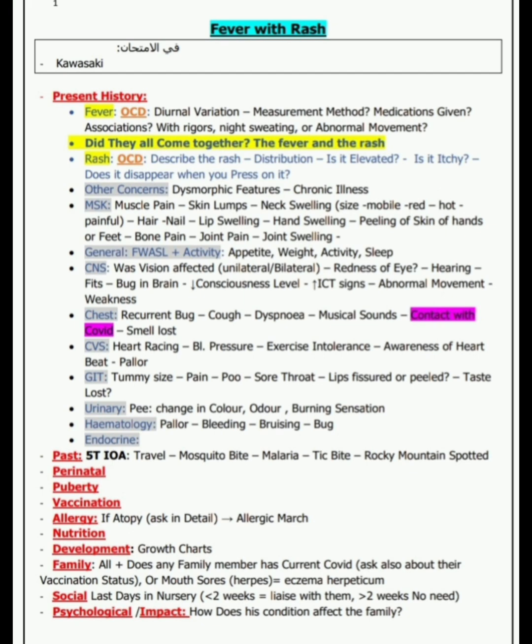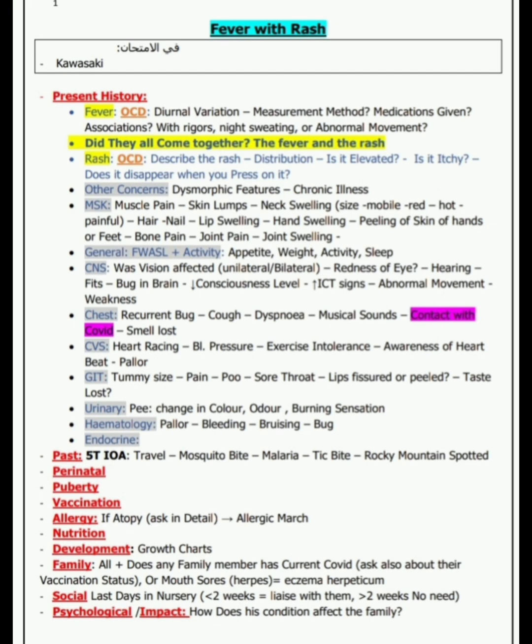Family history: we ask all the people whether any person has a similar condition developed or not. We also ask whether any family member currently has COVID. Ask also about their vaccination status, or mouth sores, herpes, eczema herpeticum. So with fever and rash present, we ask about mouth sores to rule out eczema herpeticum.